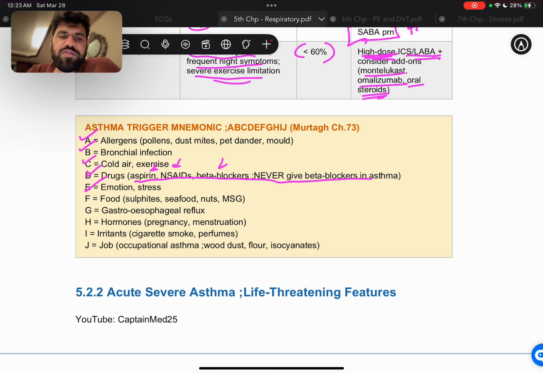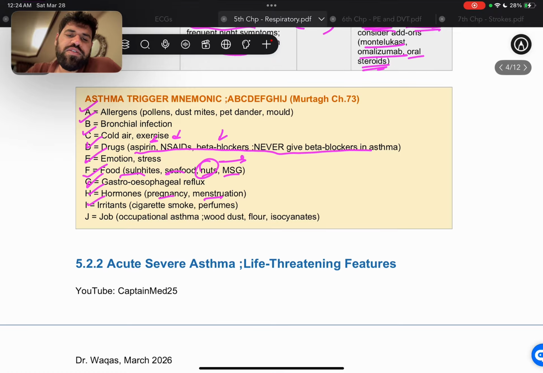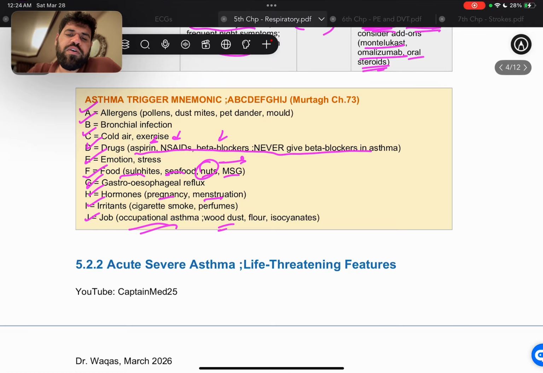E is for emotions and stress, F is for food: sulfites, seafoods, nuts, and MSG. Nuts is important because it can also lead to anaphylaxis, and anaphylaxis with shock could also be confused with asthma, so anaphylaxis can lead to respiratory depression that could be confused with asthma as well sometimes. Then G for GERD, H for hormones such as in pregnancy and menstruation, I for irritants, and J for job because of occupational asthma, for wood, dust, flour, and isocyanates. And job is also important because we also have sarcoidosis and pneumoconiosis that we'll be covering later on.